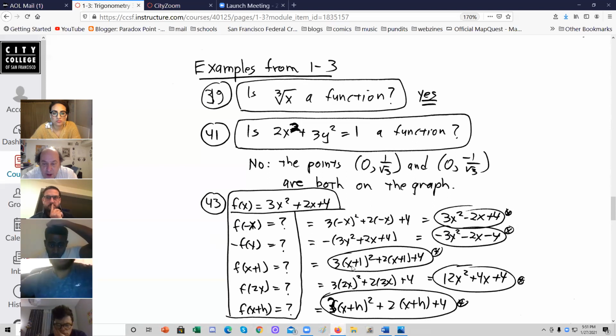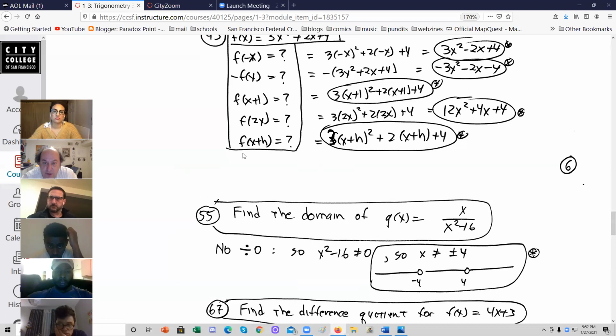F of x plus 1, you substitute x plus 1 in. That's good enough. Of course, you could expand all this and get a quadratic, but it's not necessary at this point. F of 2x is what? Well, you put a 2x here and here, and it's relatively easier to simplify this. So after some arithmetic and algebra, you get 12x squared plus 4x plus 4.